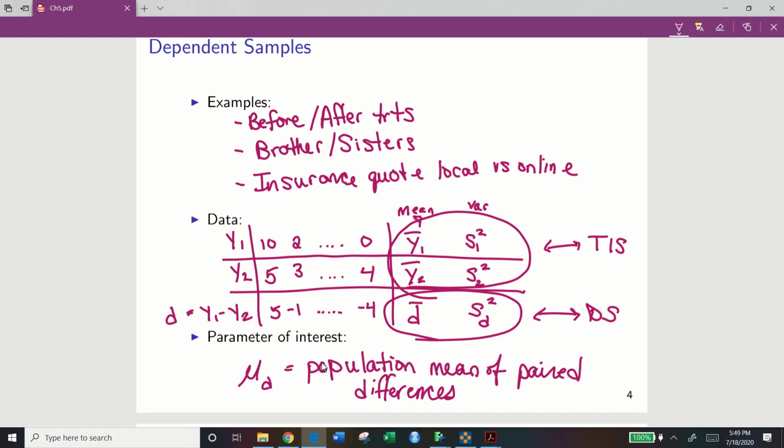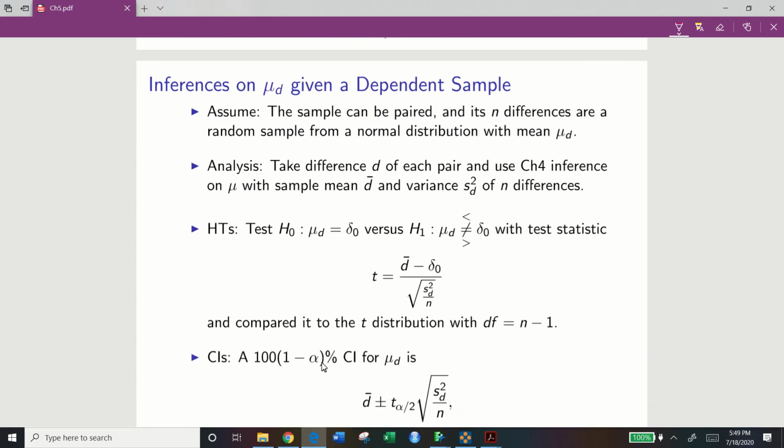Okay, so let's take a look at this a little bit further and introduce you to some of our formulas. When we're doing inferences on our mu-d with a dependent sample, there's first an assumption that we need to make, and that is that the sample can be paired, and its n differences are a random sample from a normal distribution with mu-d. Once we can verify our assumption, we can then begin our analysis, such as taking the difference d of each pair and then using our chapter 4 inferences on mu with our sample mean d bar and our variance S_d squared of our n differences.